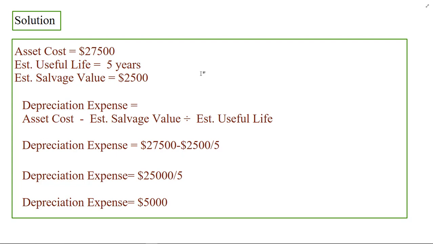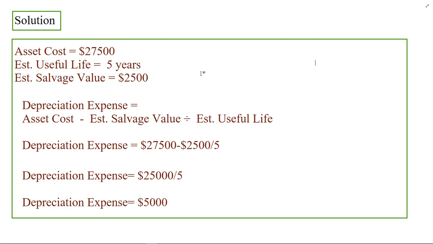So students, the 5,000 is depreciation expenses. It means the value of the asset annually will decrease by 5,000 USD. Now the question is, if you want to know how much the value of the asset will be after 3 years, or after 4 years, or how much the total depreciation expenses is after 3 years, how will we know it?